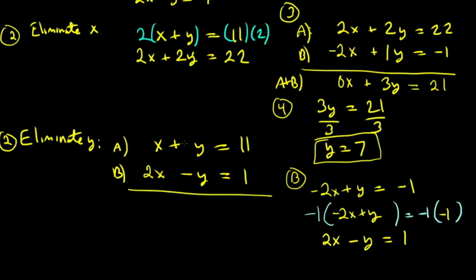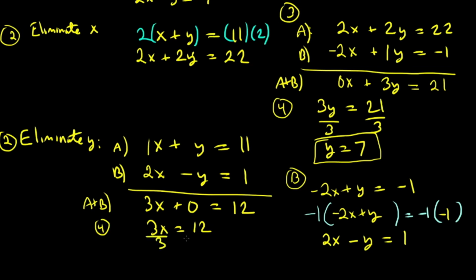Okay. So now when we add the two equations together, A plus B, we get 1x plus 2x is 3x, and y plus negative y is, well, 0y, or just 0. And on the right side, 11 plus 1 is 12. So we get 3x equals 12. Right? Step 4 is to divide by the 3 on both sides. So 3x divided by 3 is just x. 12 divided by 3 is 4. So now we get x equals 4.